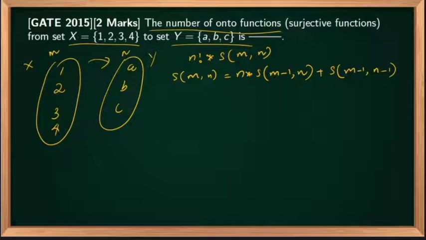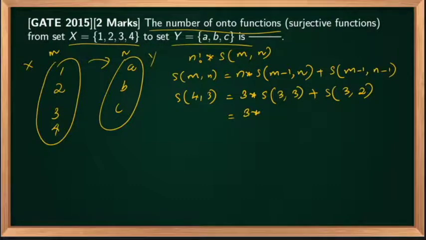So now here we have M equal to 4 and N equal to 3, right? So S of 4 comma 3 will be equal to 3 into S of 3 comma 3 plus S of 3 comma 2. Now 3 into S of 3 comma 3 is 3 into 1, and S of 3 comma 2 will be equal to 2 raised to 3 minus 1 minus 1, which is 3. So that is equal to 3 plus 3, which is 6. So the total number of onto functions will be equal to N factorial into 6. N is 3 here, so that should be equal to 3 factorial into 6, which is 36.